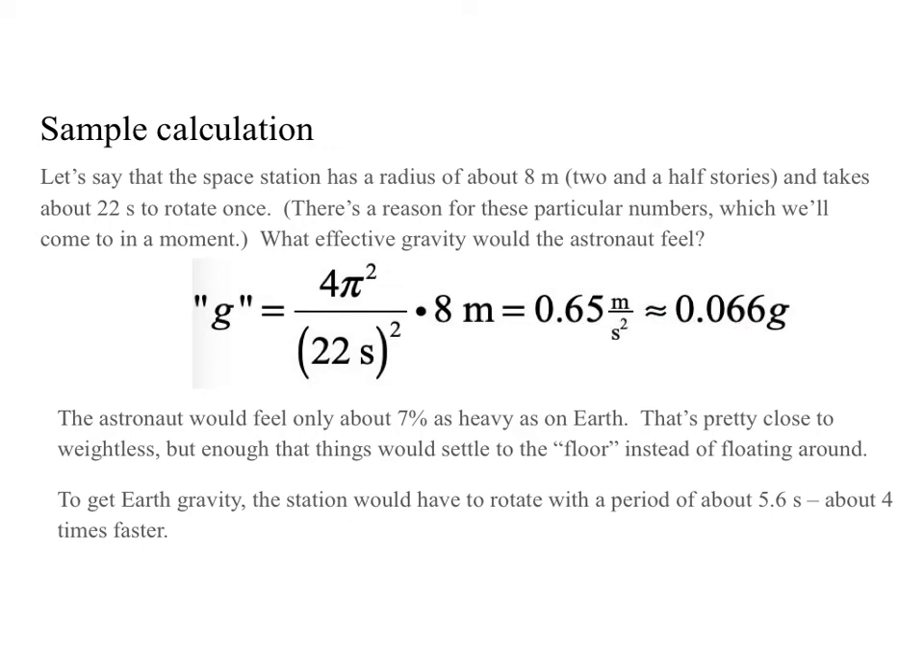So this is definitely weak gravity. It's much weaker than even on the moon, which is 0.16. It's about a third of that. And it's about, what is that, a 16th of that on Earth, something like that. All right, the astronaut feels only about 7% as heavy as on the Earth. By the way, that's pretty close to weightlessness, but not weightless. So things would settle to the floor, and most likely your biological systems would be fooled into operating correctly.